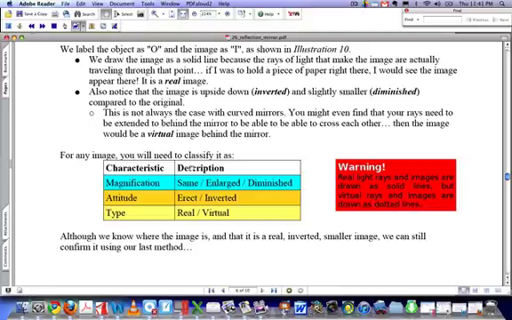The big difference is a real image can be projected onto something. So you could use mirrors to bounce an image onto a flat surface, like a screen, to watch. You can't do that with a virtual image because it's behind the mirror. Unless you're actually going to sit behind the mirror to look at the image, you can't actually see it.